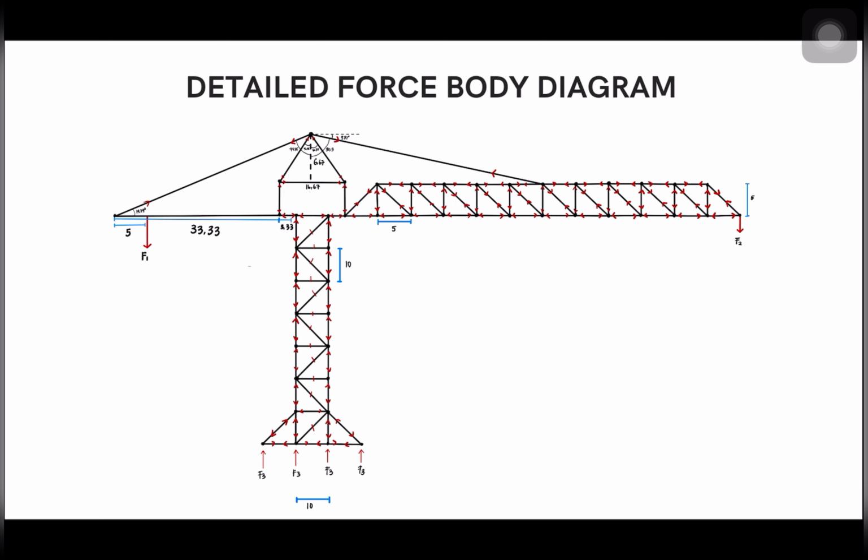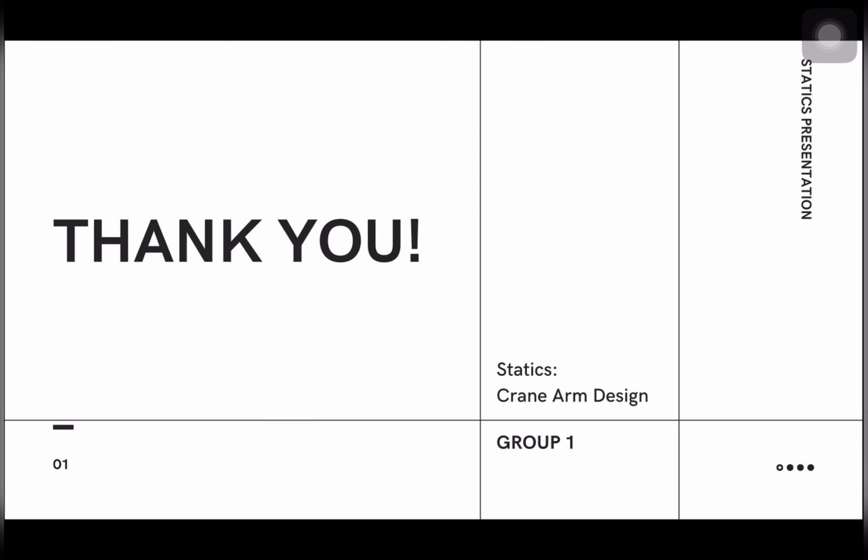Okay, so this is the detail of the force body diagram of the crane arm. Here we have the four F3 forces, and we have F1 and F2. Okay, so finally we have reached the end. Thank you everyone.